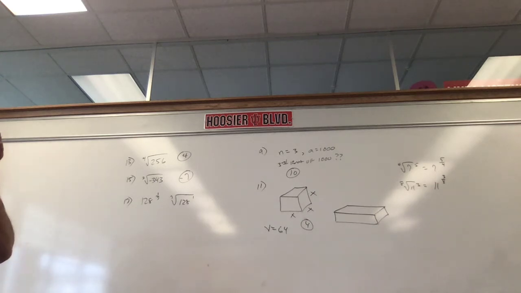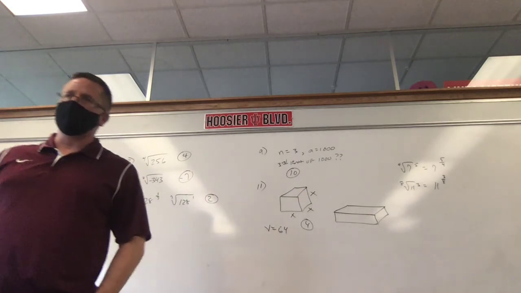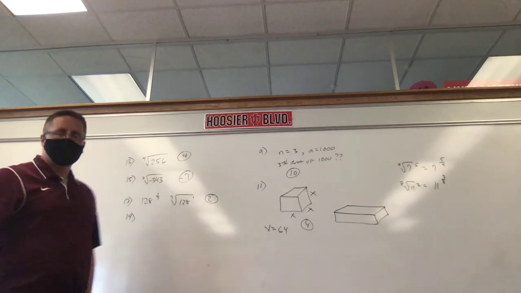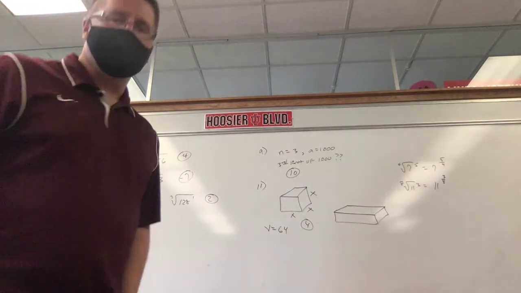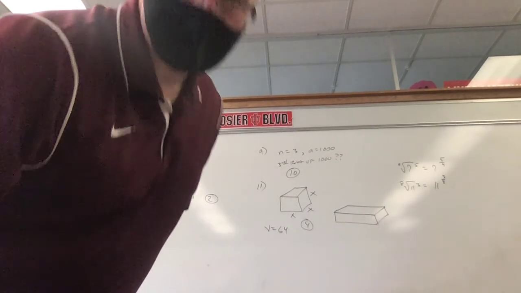What's 2 times 2 times 2 times 2 times 2 times 2 times 2? 2 times 2 is 4. Keep doubling it. 8, 16, 32, 64, 128. So is that what we want? Yes. The answer is 2, because 2 to the 7th is 128. I don't expect you to know those. That's why you can use calculators.